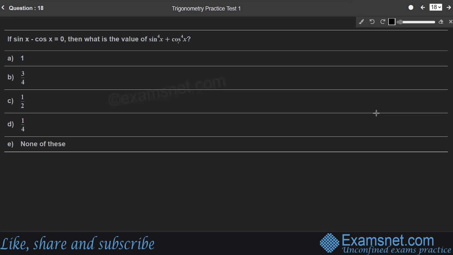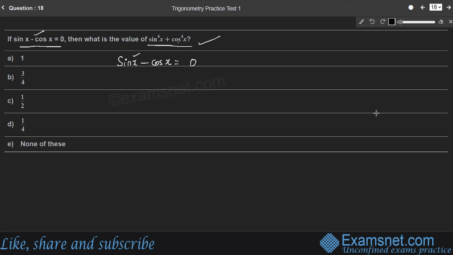Question number 18. If sine x minus cos x is equal to 0, then what is the value of sine raised to 4x plus cos raised to 4x? This is also a very easy question, students. Here, instead of going for any formula, we are directly taking the given equation, which is sine x minus cos x is 0. Using this equation, we are going to find the value of x.